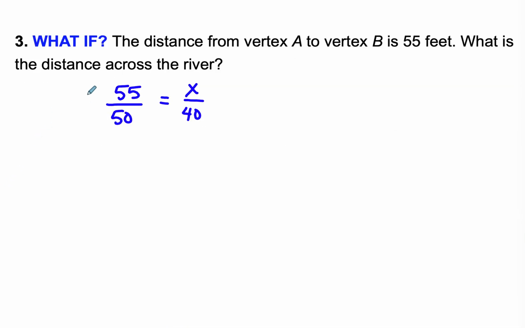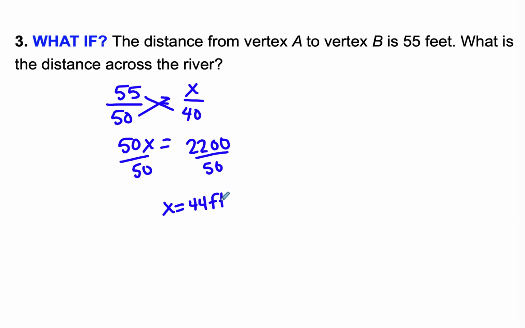Okay. I'm going to do cross products again. 50 times X is 50X. And then 55 times 40 is 2,200. Then we're going to divide both sides by 50. And we're going to get X equals 44 feet.